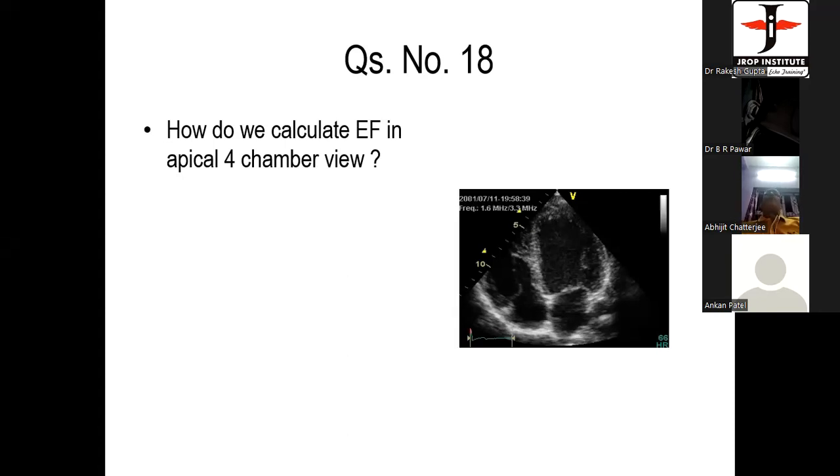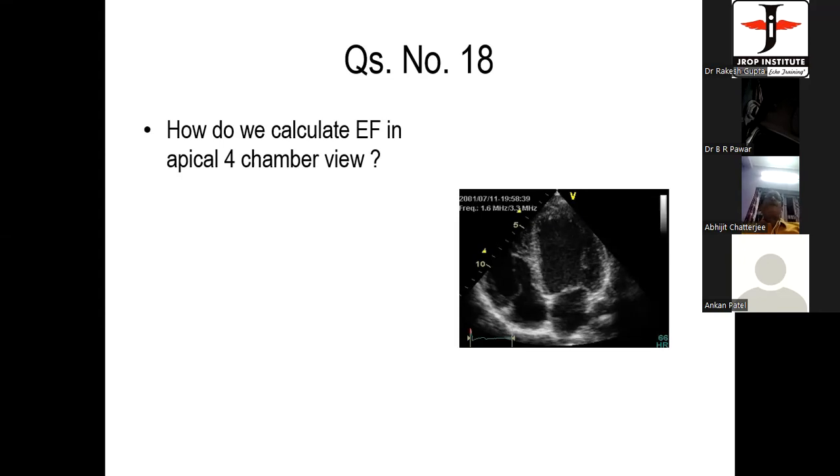But if it is less than 34 ml per meter square body surface area, it is normal. And tell me, how do you know whether it is 34 ml per square meter of body surface area? Sir, we will measure it in biplane method in a 4-chamber view and also in a 2-chamber view. Yes. First, we will trace the endocardium from one annulus of the mitral valve to another annulus.